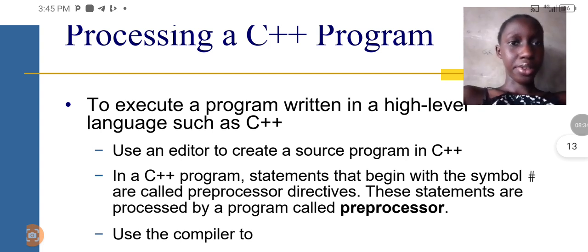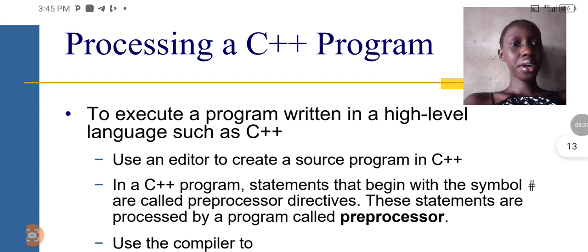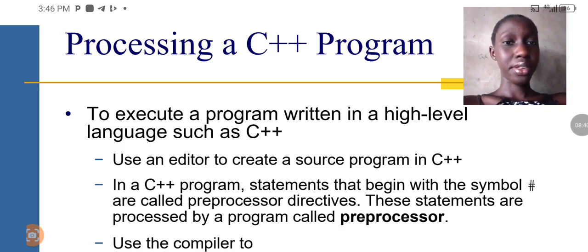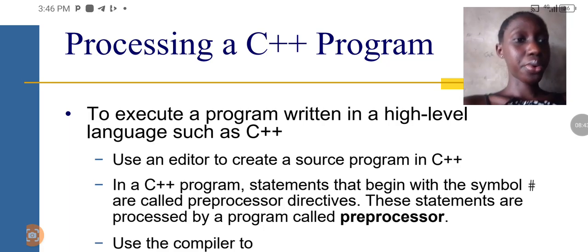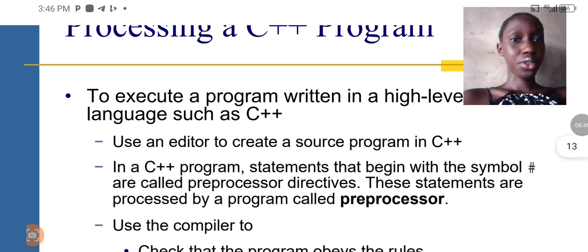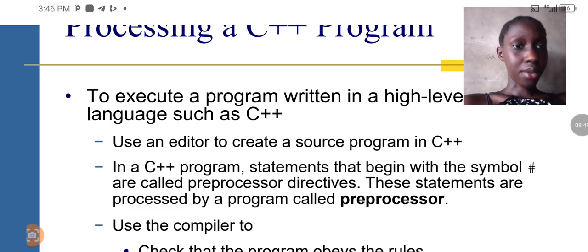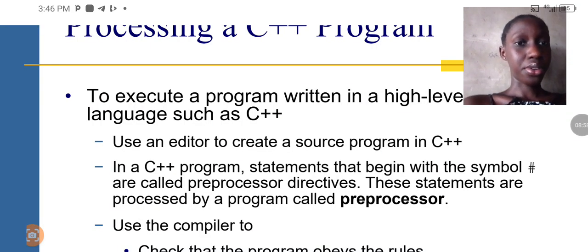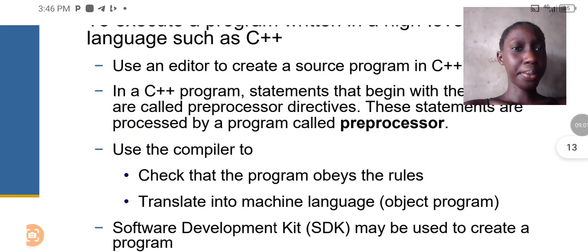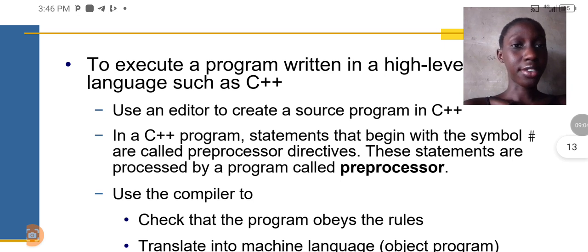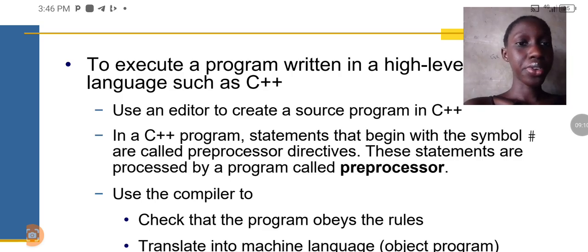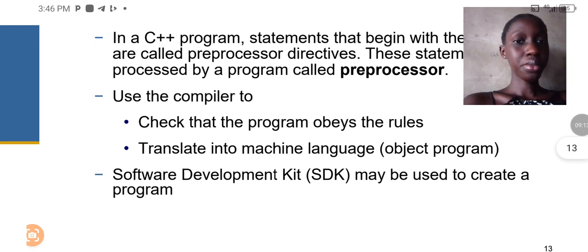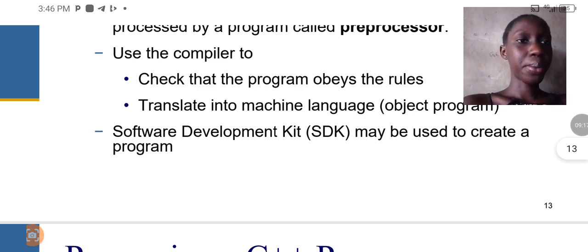So, processing a C++ program. To execute a program written in a high-level language such as C++, you use an editor to create a source program in C++. So the editor is just software you use to create a source program in C++. I'm going to be using code in C++, that's later when I dive into the practical session. In a C++ program, statements that begin with the hash symbol are called preprocessor directives. These statements are processed by a program called the preprocessor. Now we use a compiler to check that the program obeys the rules.